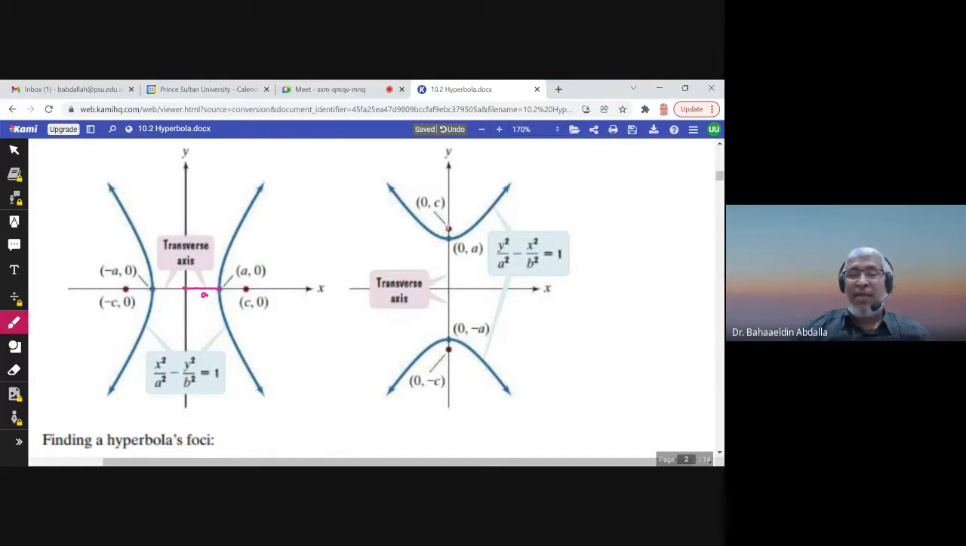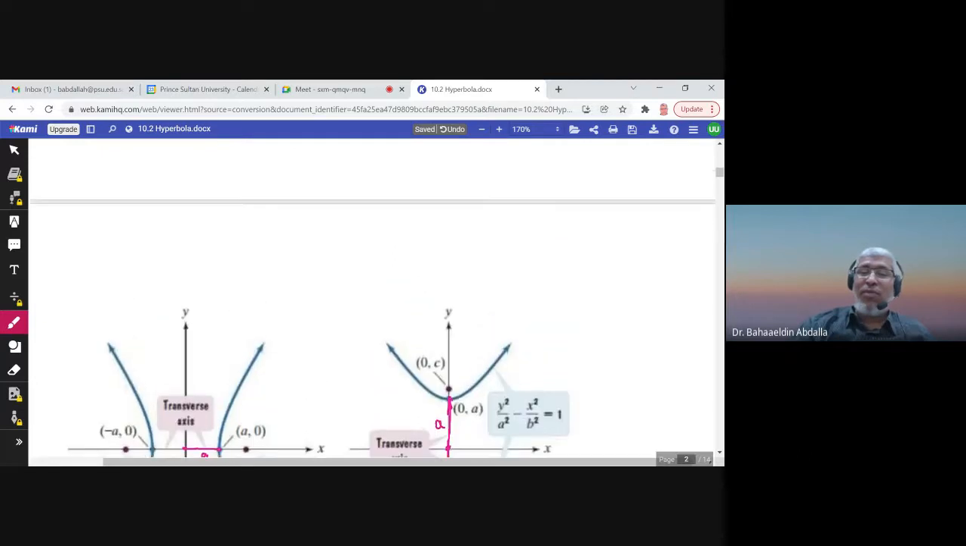And here the vertical hyperbola. We call it vertical because the transverse axis is vertical. This is the transverse axis between the two vertices. This distance from here to here is a. The distance from the center to the vertex is always a.